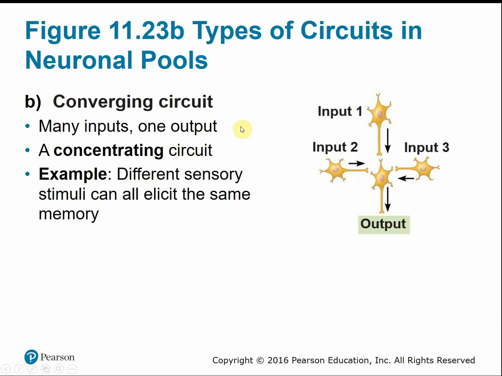A converging circuit is when we have multiple inputs, but they all focus and centralize on one concentrating circuit or one output. Again, the example of that parallel processing: different stimuli can elicit the same memory. Different things can make you come to the same conclusion.